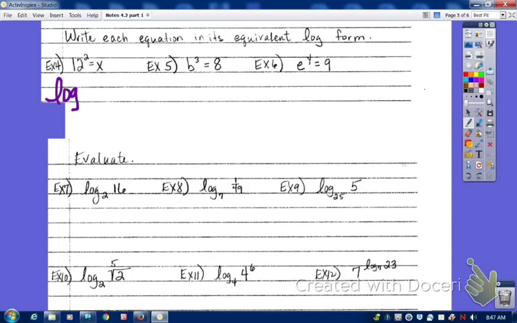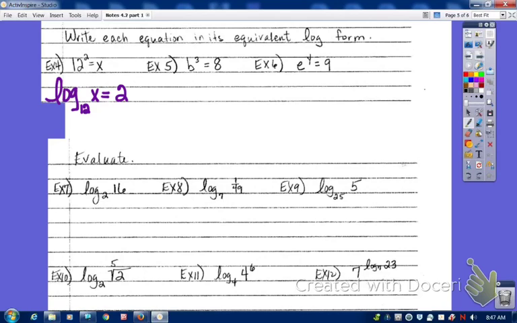So what's the base of 12 to the second equals x? 12. And then the next number is what your 12 squared is equal to. That's going to be x. And I always like to say logs are equal to exponents. So log base 12 of x is going to be equal to 2. Logs are equal to exponents.